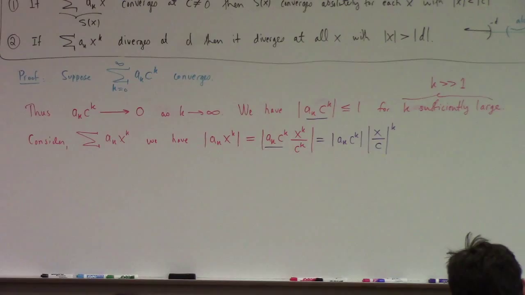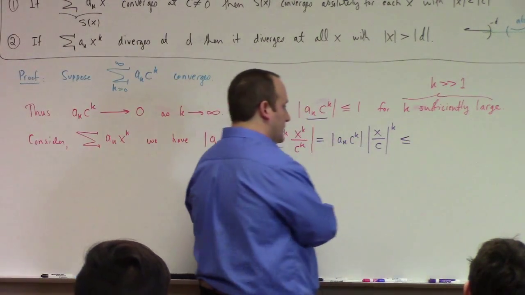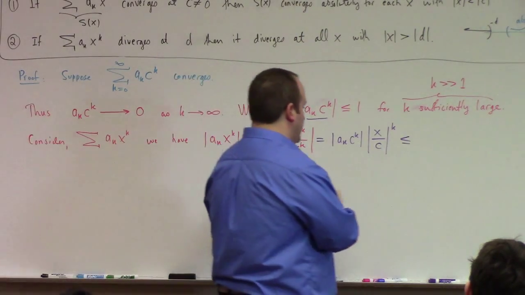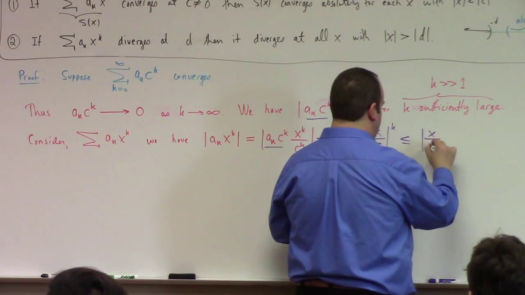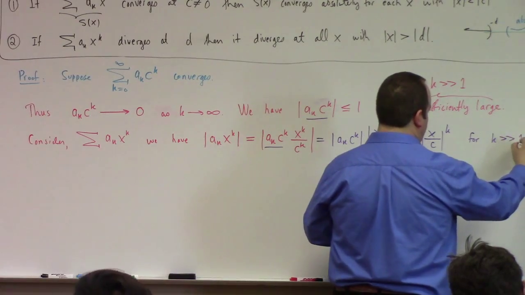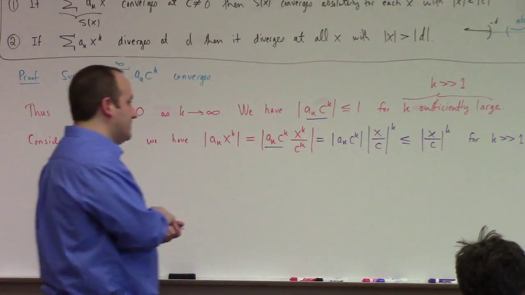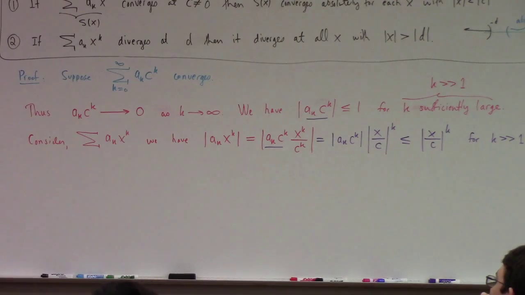But that is less than or equal to what for k sufficiently large? Yeah, absolute value of x over c to the k, right? Which is just my way of saying it has to happen eventually, and I don't really want to tell you precisely when, because that would just name a name that doesn't need to be named. And that has to happen because of the line above.